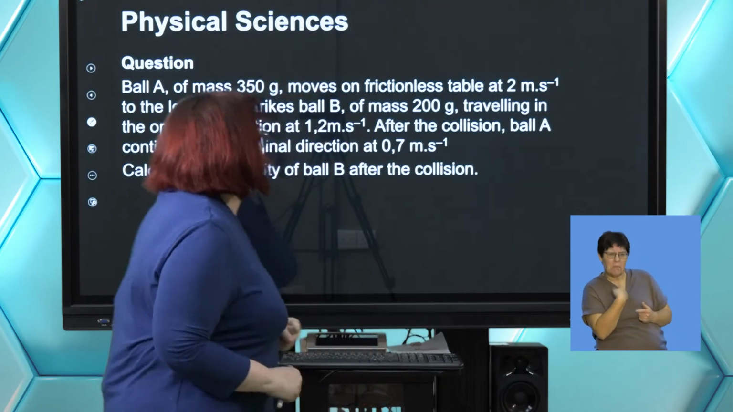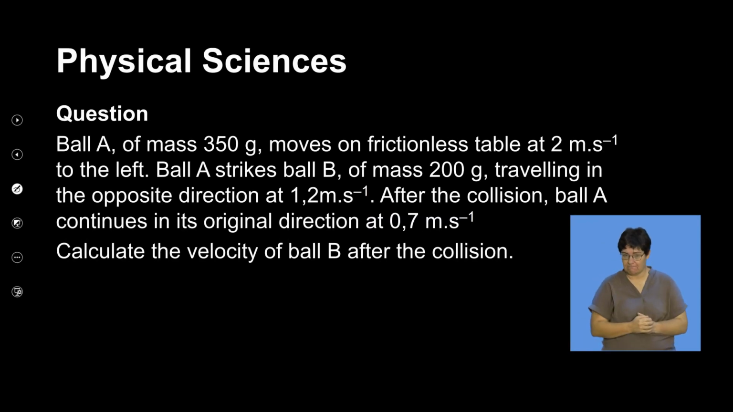So let's look at the question. We have a ball of mass 350 grams. So that's our first situation. Now, we can't work in grams, so we know this is going to be 0.35 kilograms. It moves on a frictionless table, yay, makes life easier, at 2 meters per second to the left. So this is the initial velocity of ball A. So I'm going to call it VIA. Ball A strikes ball B.